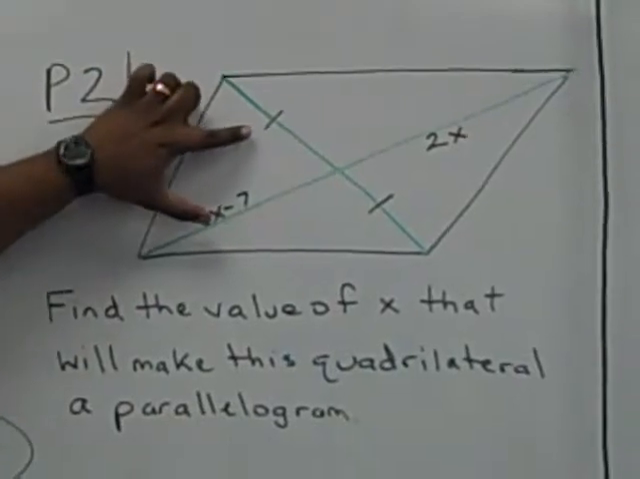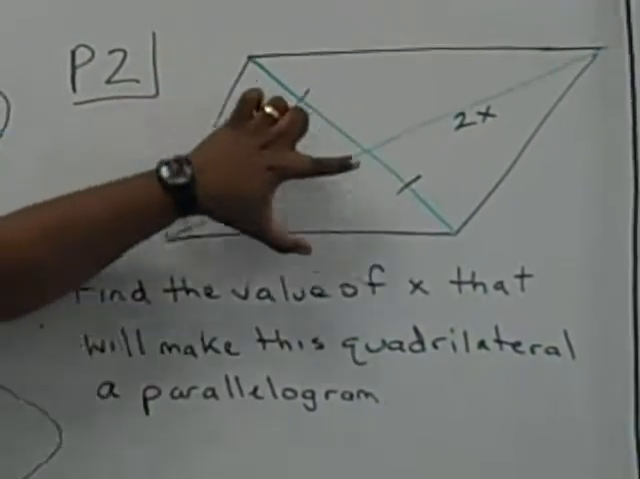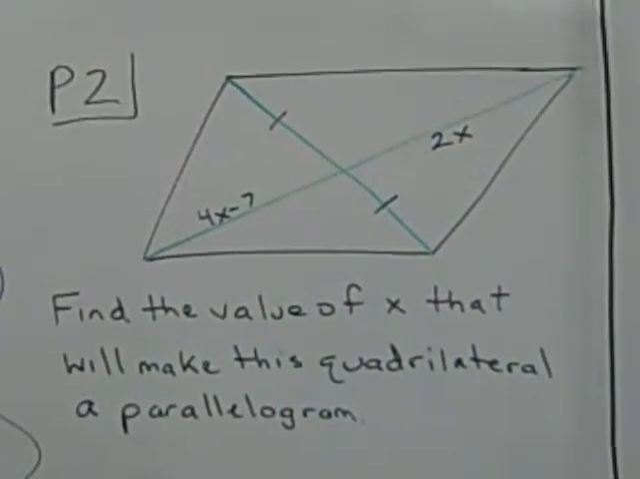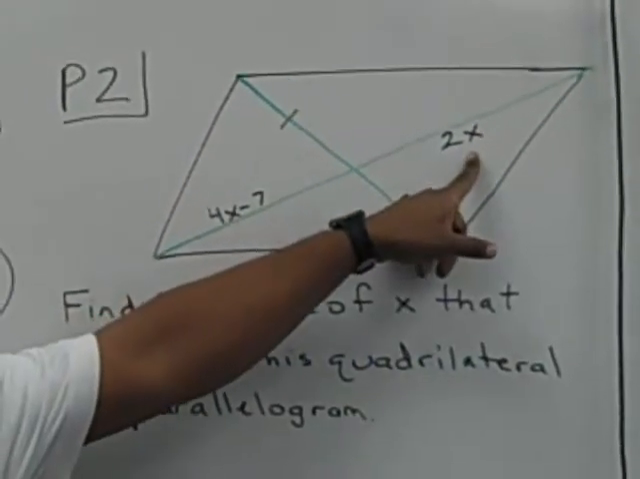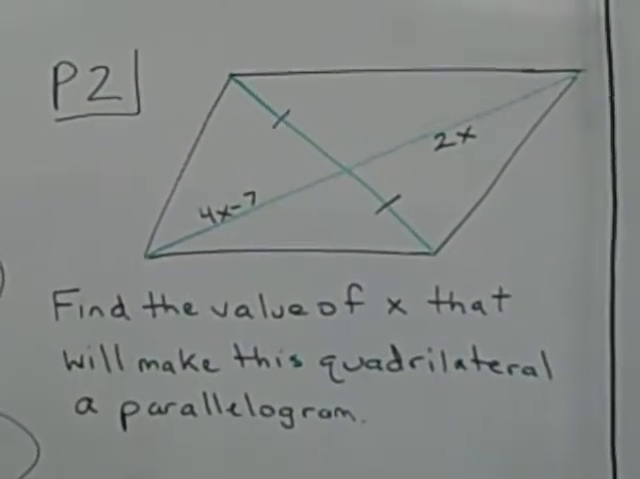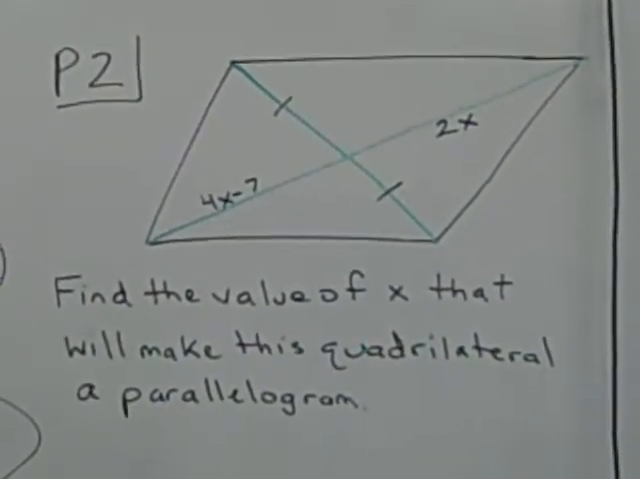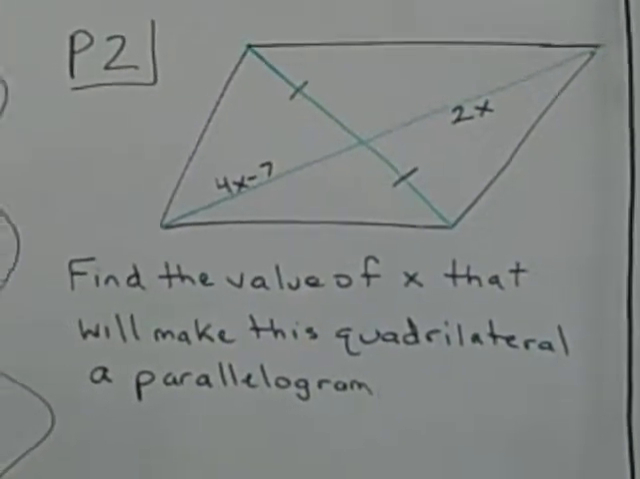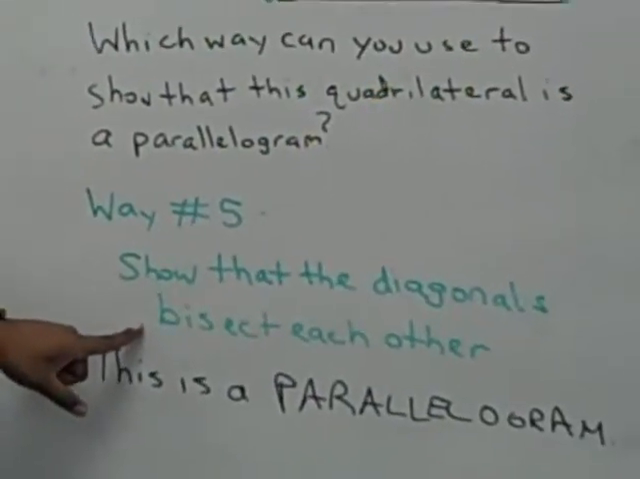We already know that this and this are equal. This segment and this segment are both equal. So in order for it to be a parallelogram, we would have to think that this and this are also equal. Because if they're equal, then what way have we just shown? That's right. We've shown the way that we just talked about. Way number 5. Show that the diagonals bisect each other.